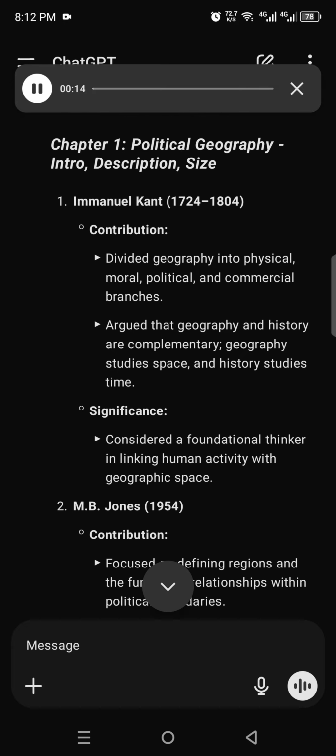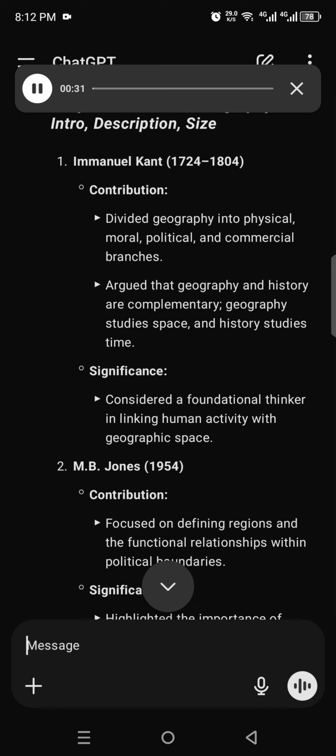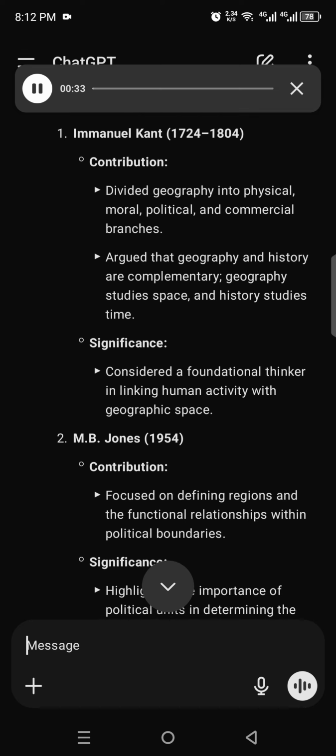Description. Size. 1. Immanuel Kant, 1724-1804. Contribution. Divided geography into physical, moral, political, and commercial branches. Argued that geography and history are complementary. Geography studies space, and history studies time. Significance. Considered a foundational thinker in linking human activity with geographic space.